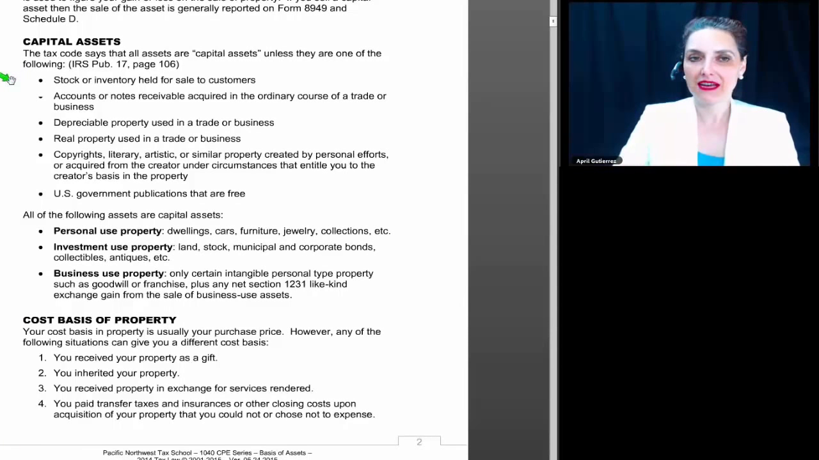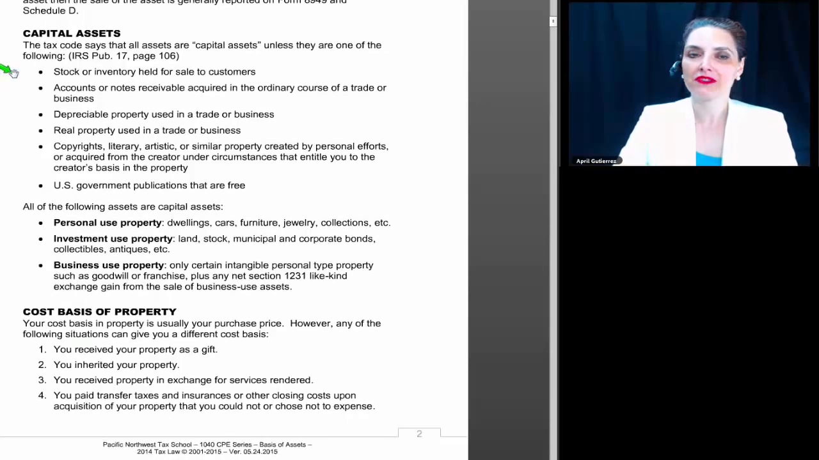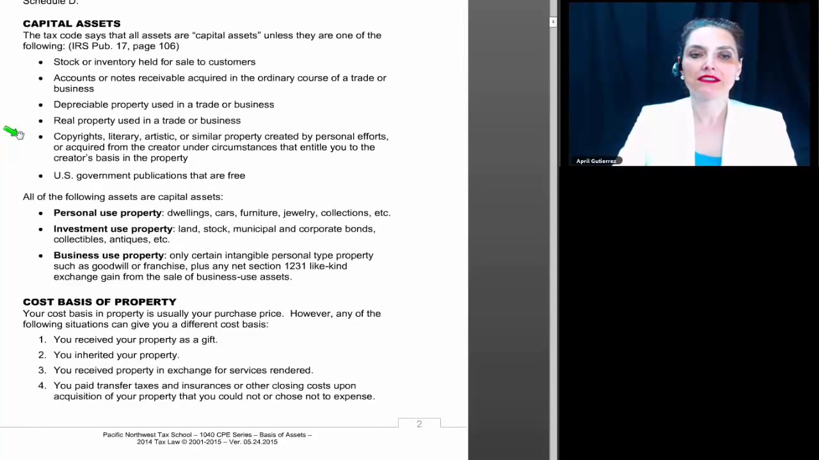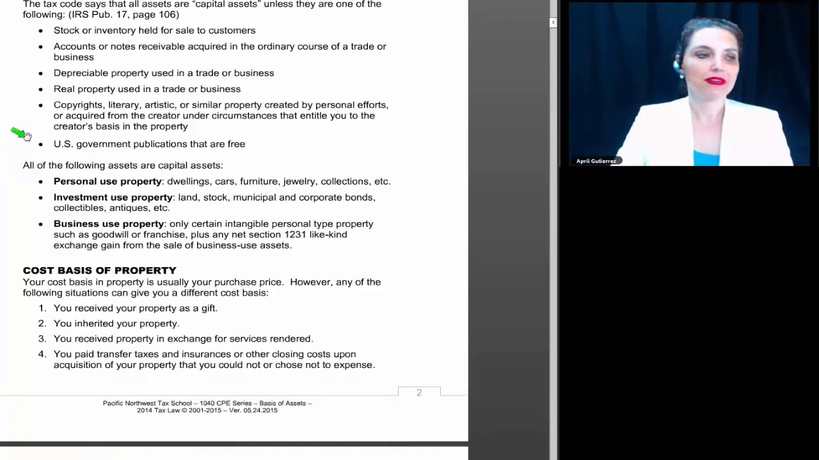Assets that are not capital assets include stock or inventory held for sale to customers, accounts or notes receivable acquired in the ordinary course of a trade or business, depreciable property used in a trade or business, real property used in a trade or business, copyrights, literary, artistic, or similar property created by personal efforts or acquired from the creator under circumstances that entitle you to the creator's basis in the property. And finally, U.S. government publications that are free, like Pub 17, for example.